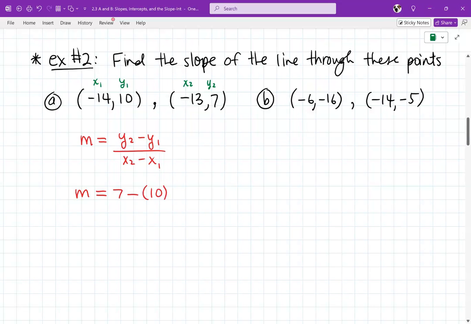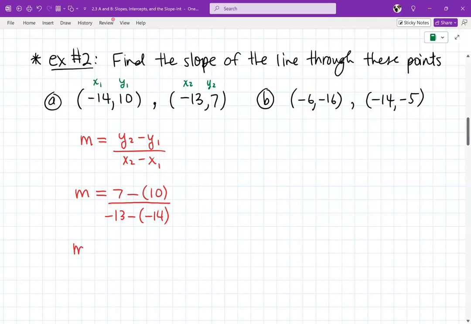You're going to notice I always put the second number in a parenthesis. I do that on purpose so I don't forget about the negatives, okay? You don't have to do it if you don't want to, but it's a really good strategy. Second one, x2, that's negative 13, minus x1, that's negative 14. Notice how I have a minus and negative on the bottom? And by putting that parenthesis there for the second point, I'm making sure I don't forget about the two negatives becoming a positive, right?